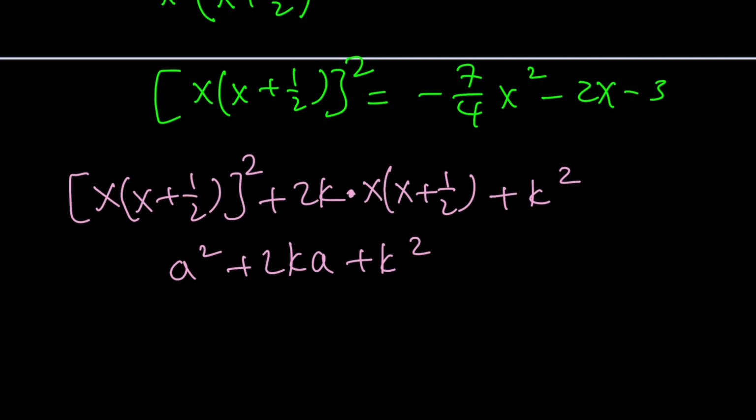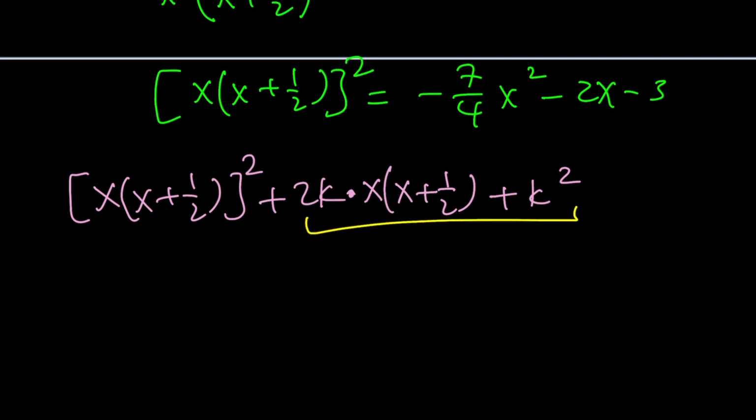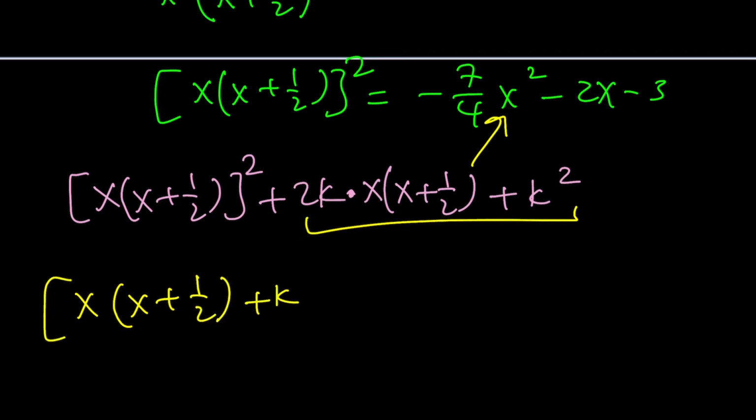Awesome. So what am I supposed to do? Add that to both sides, of course. And what am I adding? I'm adding this. When you add that to the right-hand side, the left-hand side, we know that is going to be a perfect square. How? It's going to be x times x plus 1/2 plus k quantity squared.